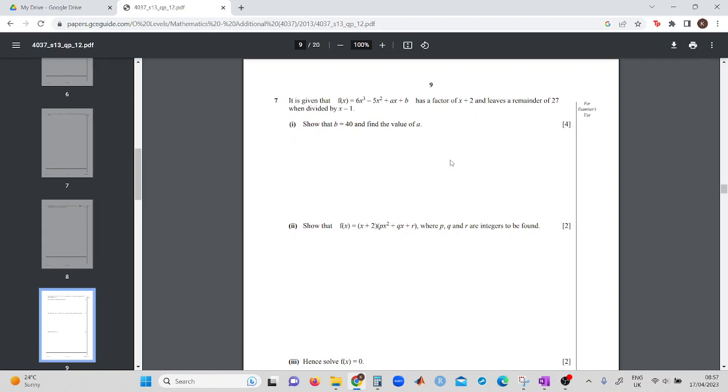Okay, it's this question. So here it is given that f of x is this. Là, comment je vais trouver? A and B are unknown. It has a factor of x plus 2. And it leaves a remainder of 27 when divided by x minus 1. Show that b equals to 40 and find the value of a. And then you have to show that.